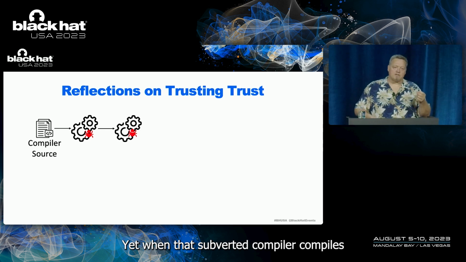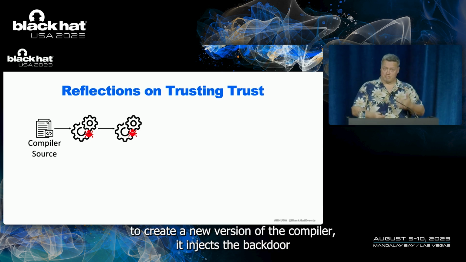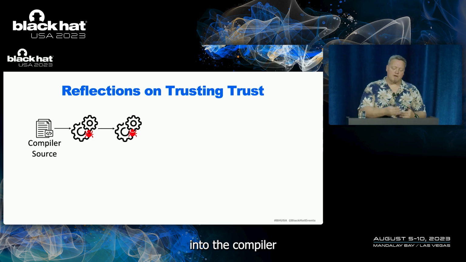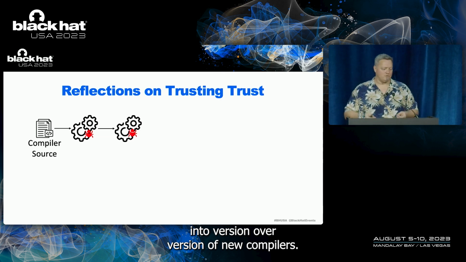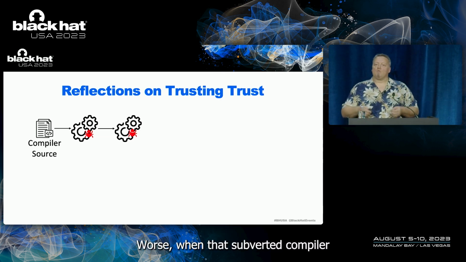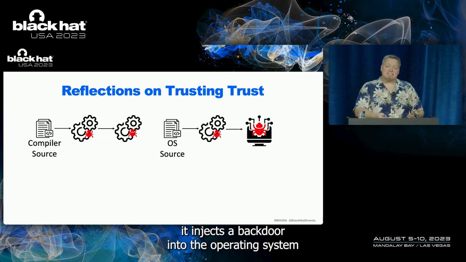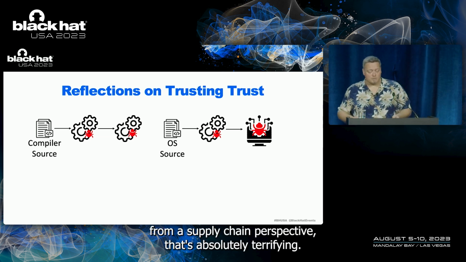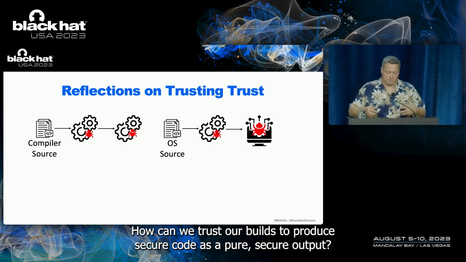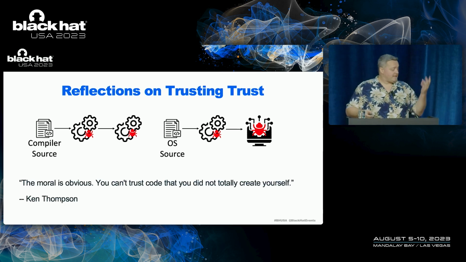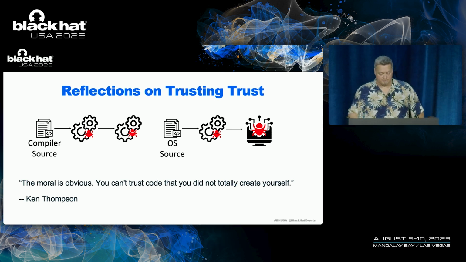Yet, when that subverted compiler compiles the source code for the compiler, to create a new version of the compiler, it injects the backdoor into the compiler, carrying that backdoor forward into version over version of new compilers. Worse, when that subverted compiler is used to compile the operating system, it injects a backdoor into the operating system. From a supply chain perspective, that's absolutely terrifying. How can we trust our builds to produce secure code, secure output? The moral is obvious. You can't trust code that you did not completely create yourself.